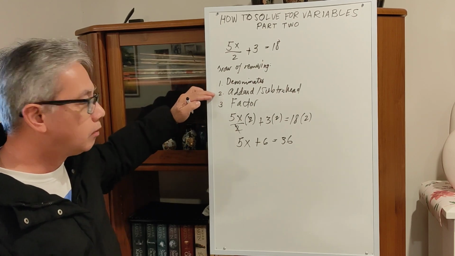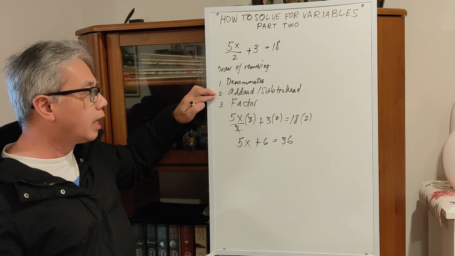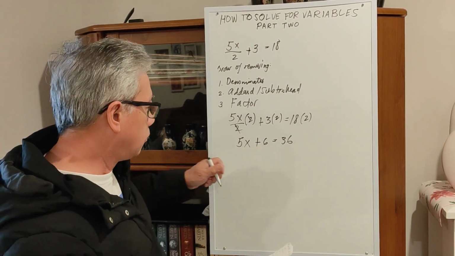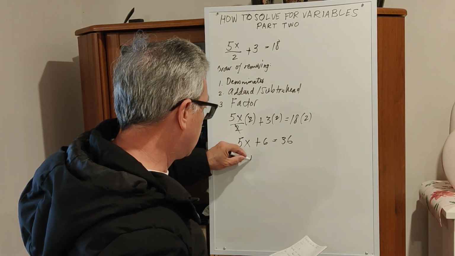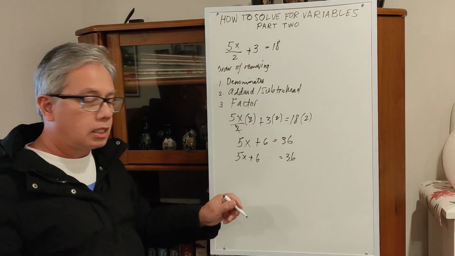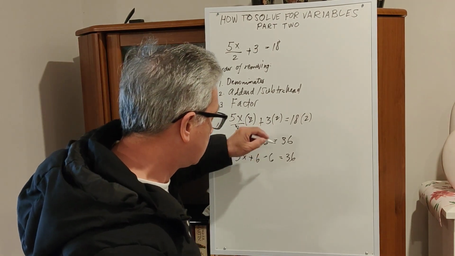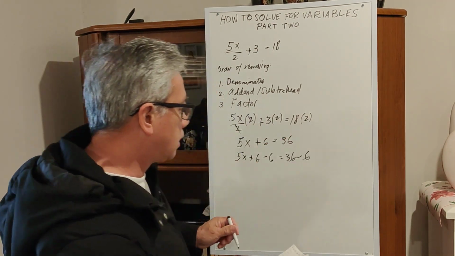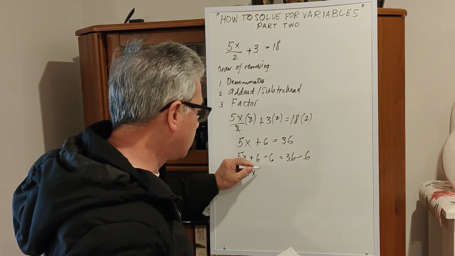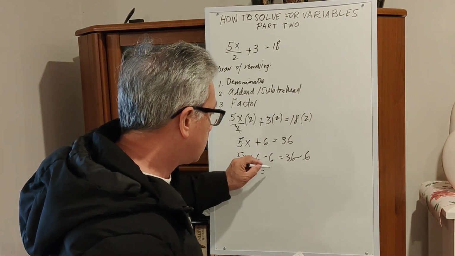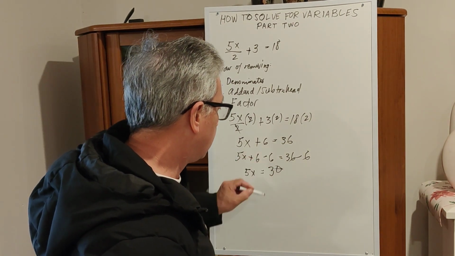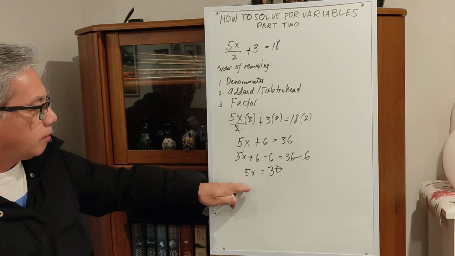The next thing we need to do is to remove the addend and subtrahend. So 5x has plus 6. So we want to remove plus 6. So 5x plus 6 is equal to 36. To remove 6, we have to subtract 6 on both sides. So this one will become 0. So this one will just become 5x. 36 minus 6 is 30. So 5x equals 30.